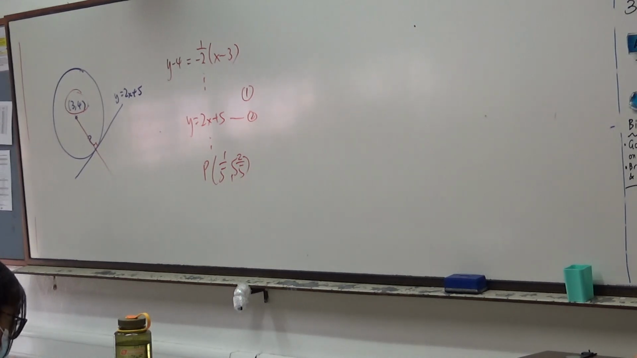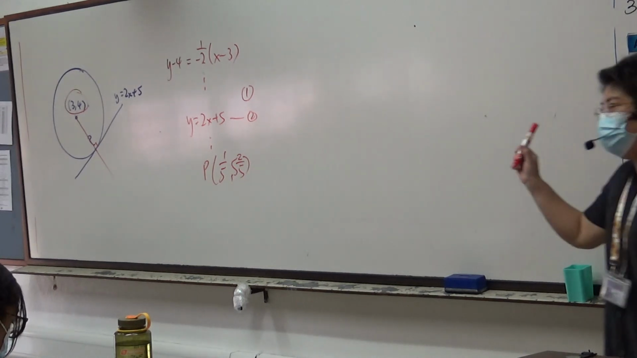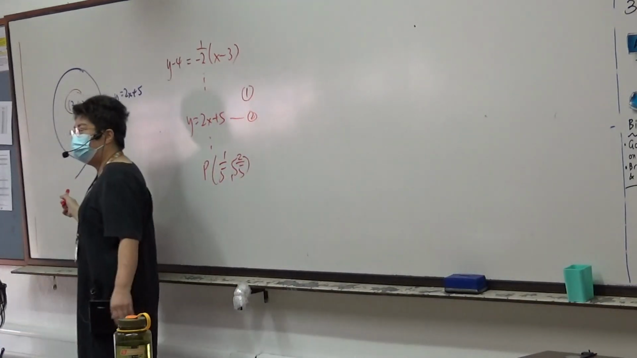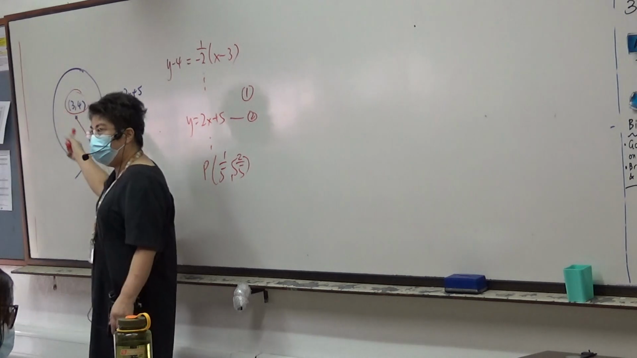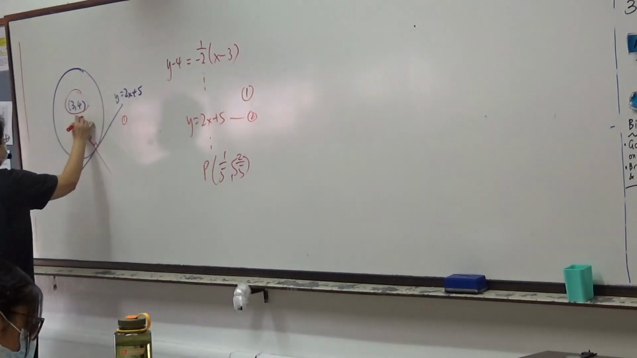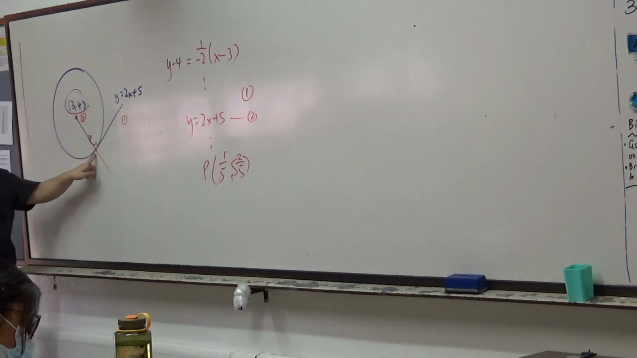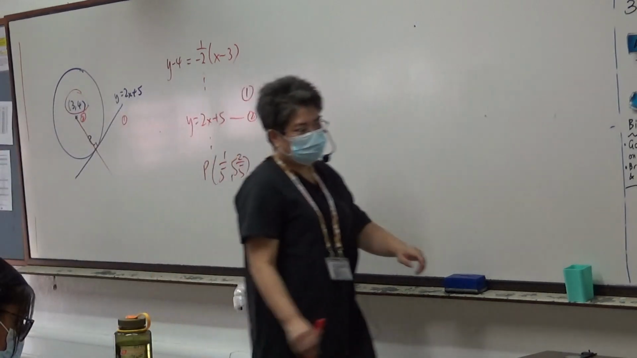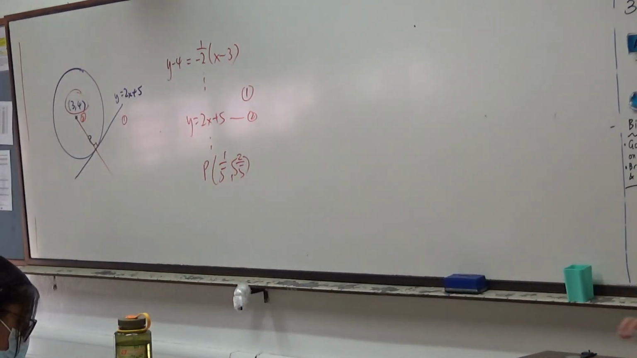Can. Where did this perpendicular come from? Radius perpendicular to tangent. Remember your circle property? Any radius is perpendicular to the tangent. Okay? And I have line 1, line 2. If I solve this, I'll get the intersection which is P. Everybody clear now? Okay, now next part. What did they say? Part 2. Okay? Hence, find the equation of the circle.